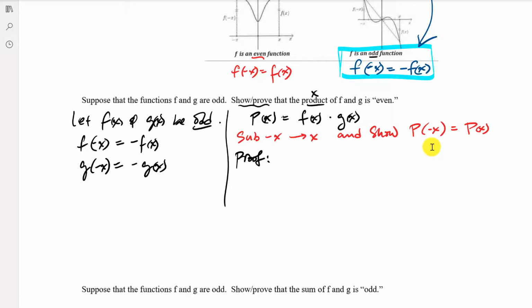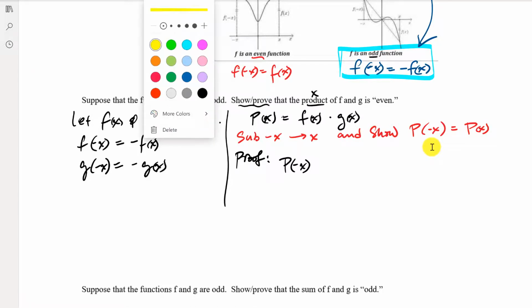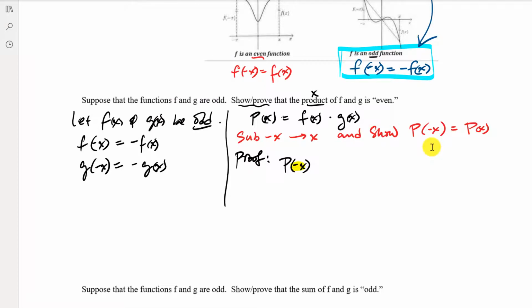So you start off with substituting in negative x. So you start with p of negative x. There's my little substitution right here. We always substitute in negative x and see what happens. If we get the original function, it's even. If it's the opposite of the function, then it's odd. And if we don't have either one of the two, then it's neither even nor odd. Okay, so here we go.